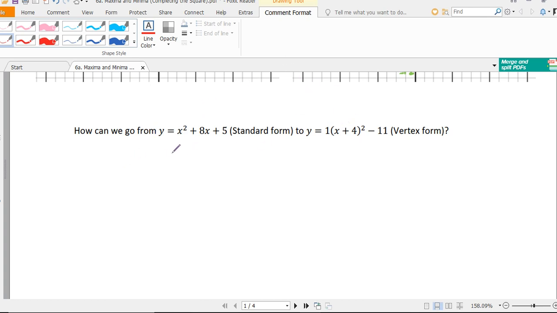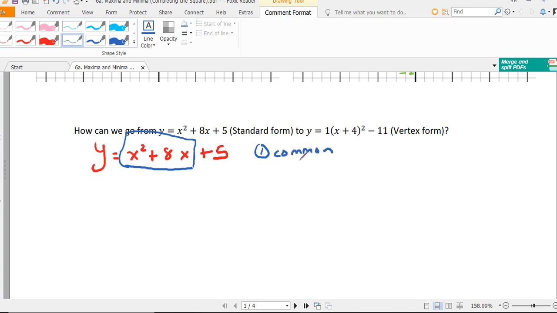Well, let's start. Step number 1, I'm going to write down the standard form, plus 5. Now to convert this, what do I do? Well, I take a look at the first two terms, and I common factor the coefficients, and only the coefficients, of only the first two terms.